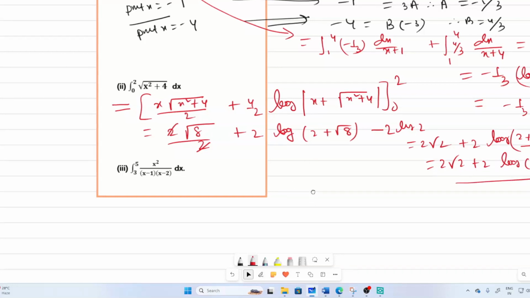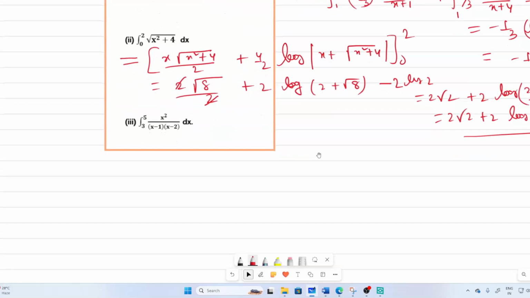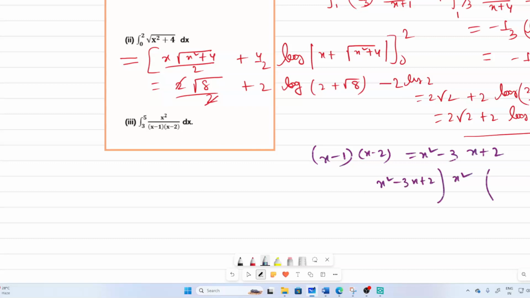Alright. For the next one you need to divide, reduce, and then integrate. I'll do it. So go by dividing x square by x minus 1 into x minus 2, which is nothing but x square minus 3x plus 2. So x square, if you divide, this is x square here, 1 if you take, so if you subtract, there will be 3x minus 2.